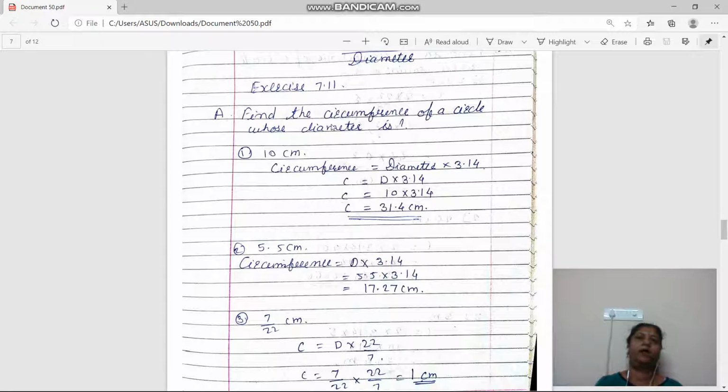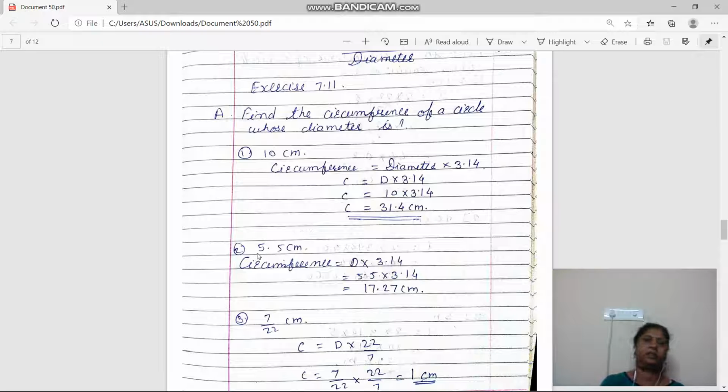Find the circumference of a circle whose diameter is, first, diameter is given 10. So we have to write first the formula. Circumference is equal to diameter multiplied by 3.14. Now instead of writing this formula, I just write in short form. C is equal to D multiplied by 3.14. So C is equal to 10 multiplied by 3.14. So C is equal to 31.4 centimeter.